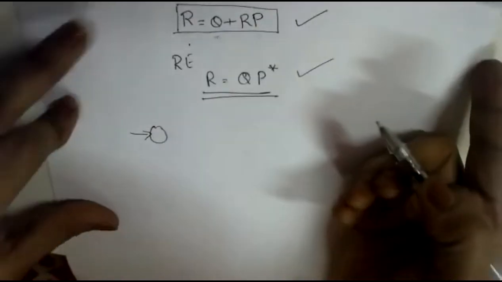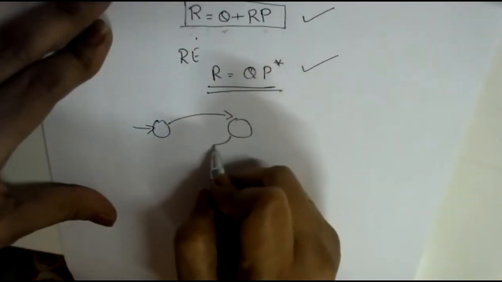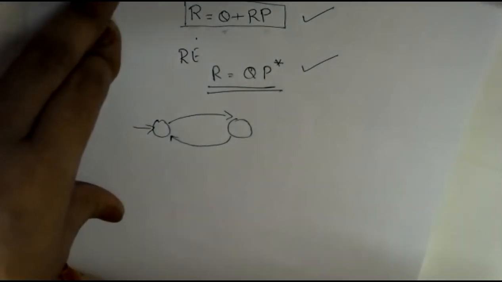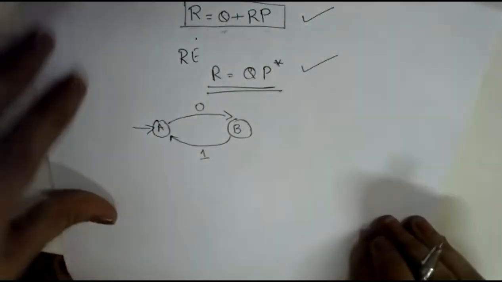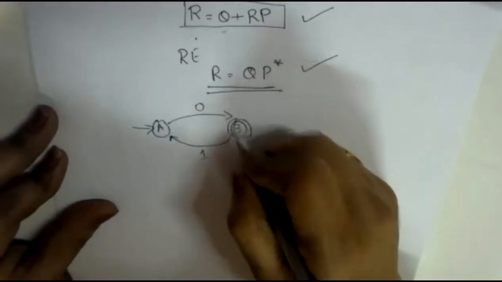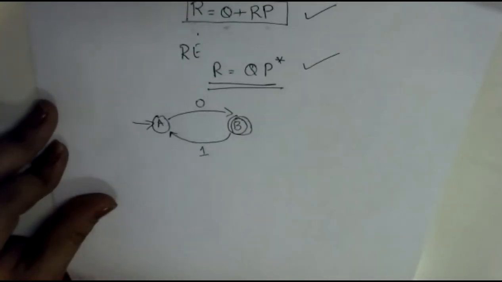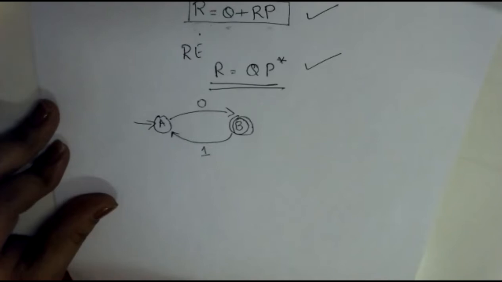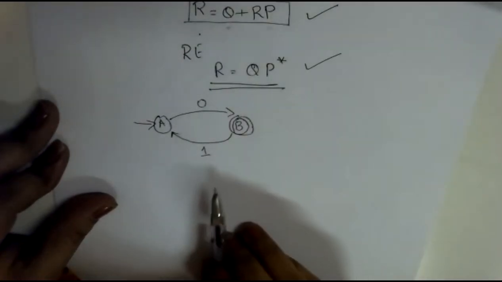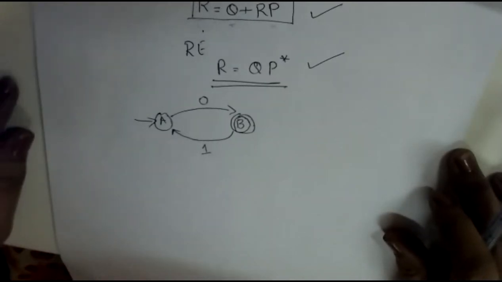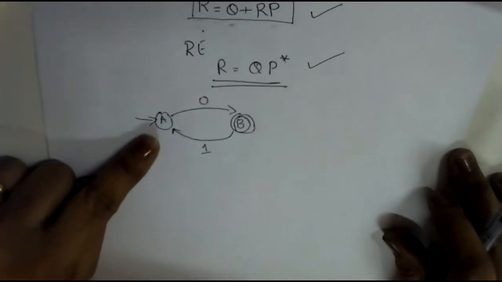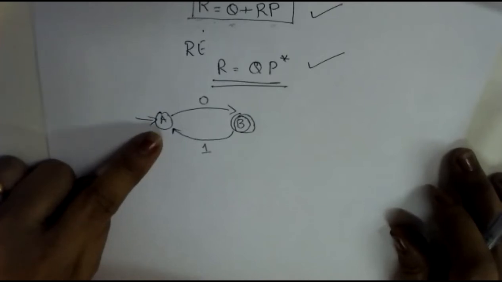So if this is my finite automata, can anyone tell me, using state elimination or loop elimination, it is very simple, what is the RE for this? We'll see if we can get the same RE using Arden's theorem. Can anyone tell me what is the RE for this finite automata?